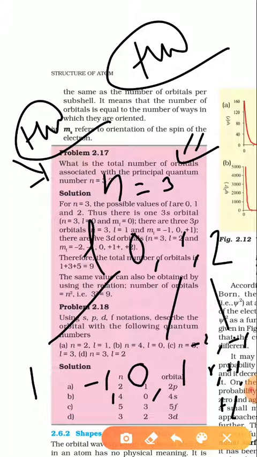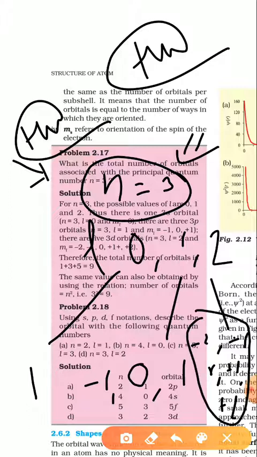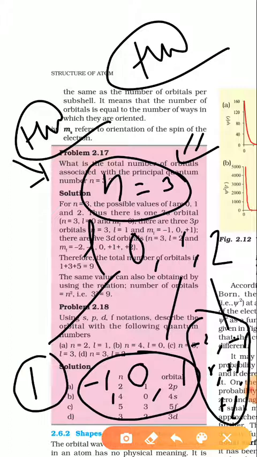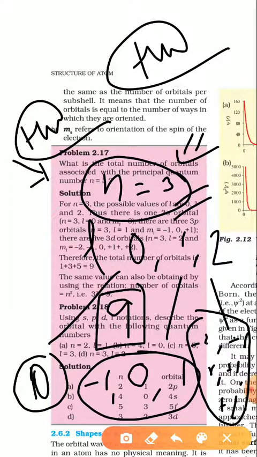right? So in total how many orbitals will be present? That is the question: the total number of orbitals associated with n equals 3. You can count it by yourself. 5 for l equals 2, 3 for l equals 1, and 1 for l equals 0. So how many in total? There will be 9 orbitals present for the third shell.